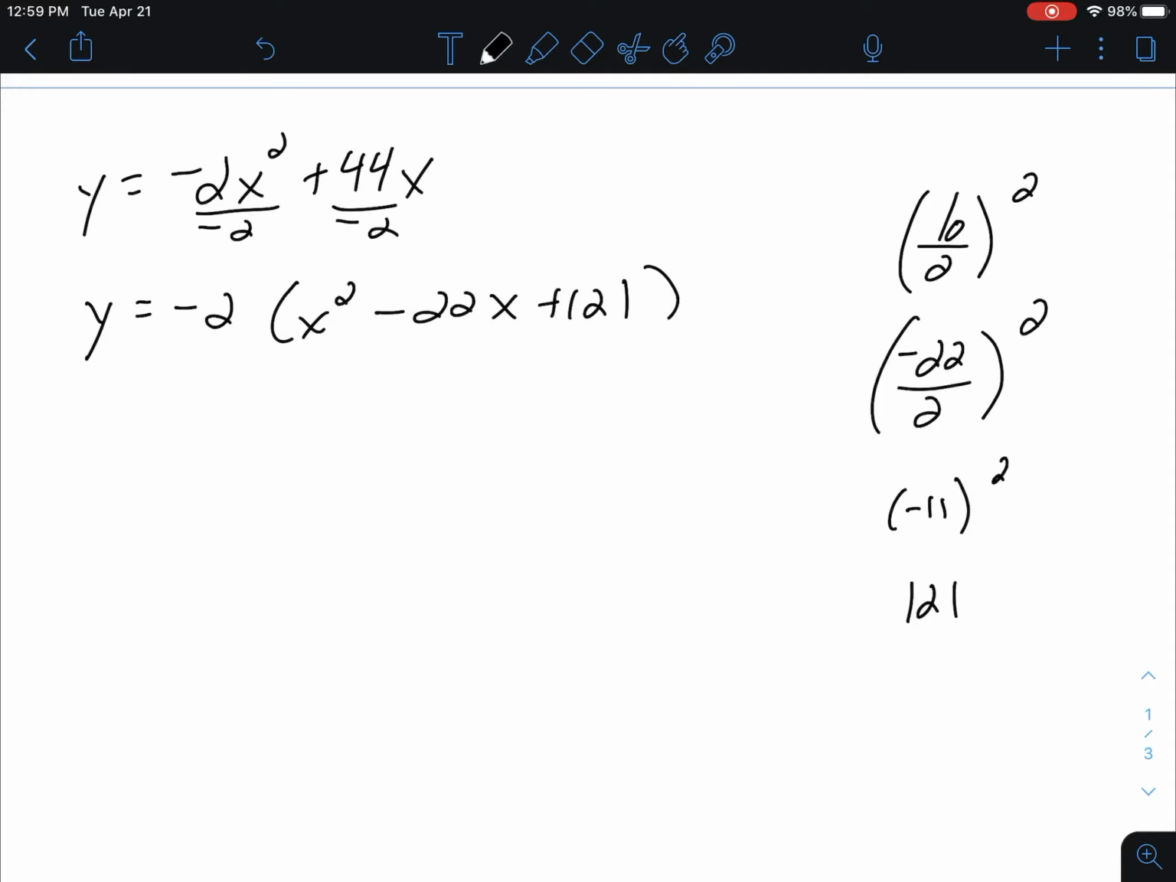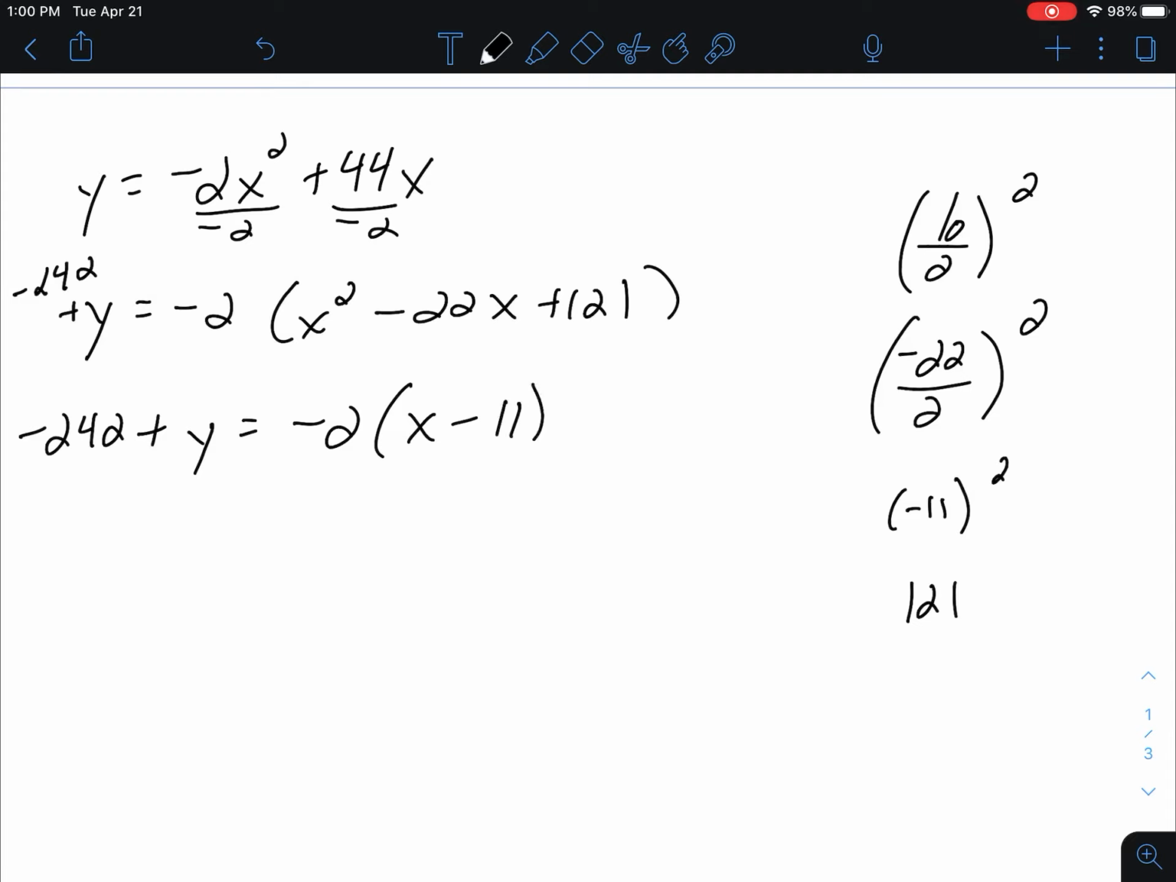And then here's where you have to be careful. Whenever you're going from quadratic form to vertex form, and you have to factor out an a value, keep in mind, I'm not just adding 121 to the right side. I'm adding -2 times 121 to the right side, which is a -242. So I have to add a -242 right there. Okay, so that's now -242 plus y equals -2.